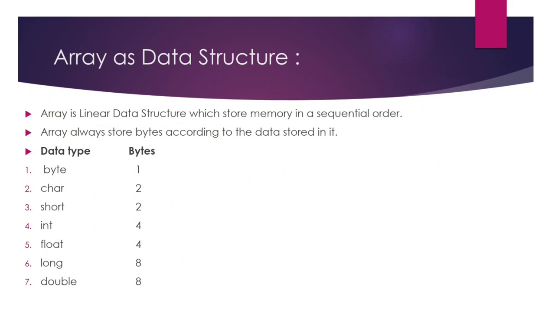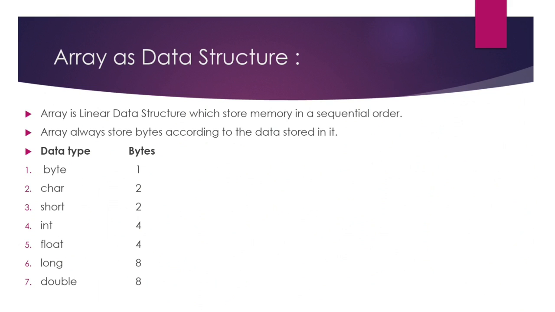First of all, I'm focusing on array as a data structure. What is a data structure? Actually, it is the way of representing each and every element in memory. An array is a linear data structure. Why linear? It is stored in a sequence, one by one, in one row. That's why it is a linear data structure, which stores memory in a sequential order.